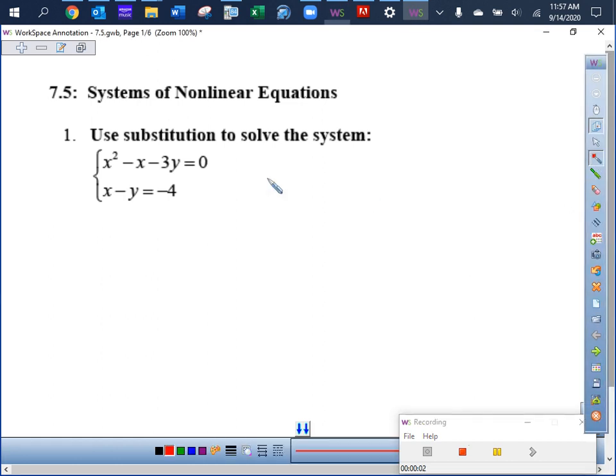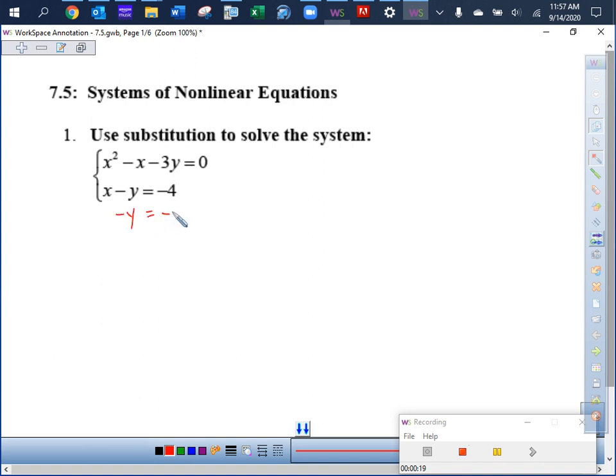So we're solving nonlinear systems. The first one says let's solve this by substitution. So we'll do it like so. Let's take this bottom equation and get a variable all by itself. How about we get y all by itself? Let's do that for this bottom one. What's our first move to get y by itself?